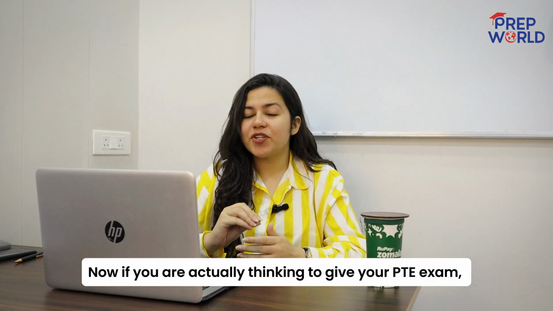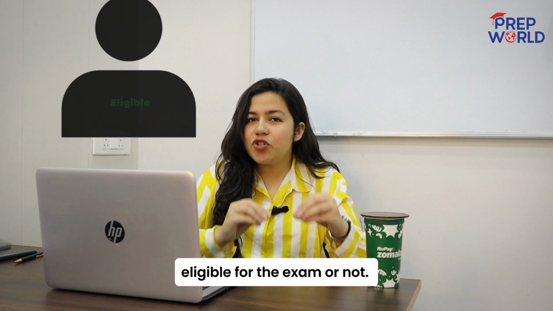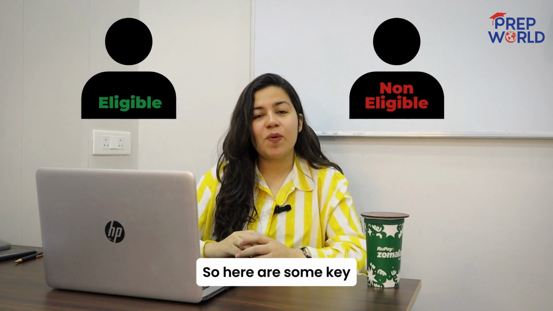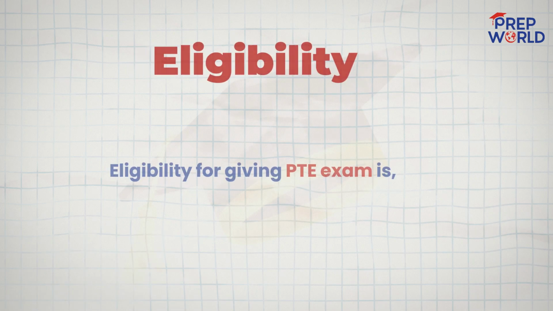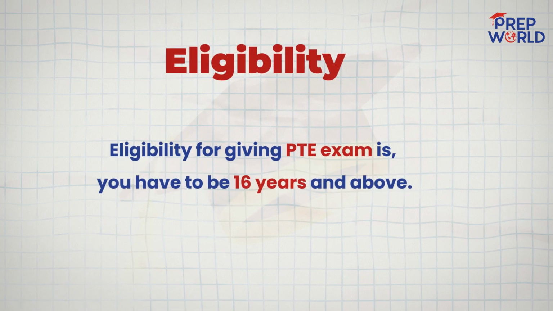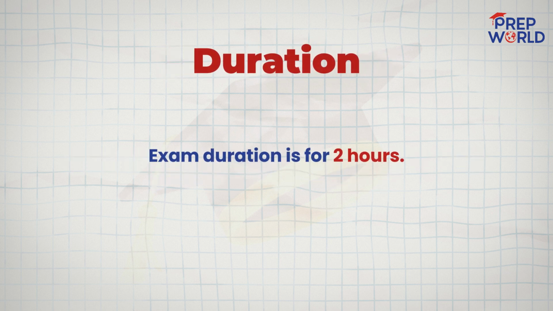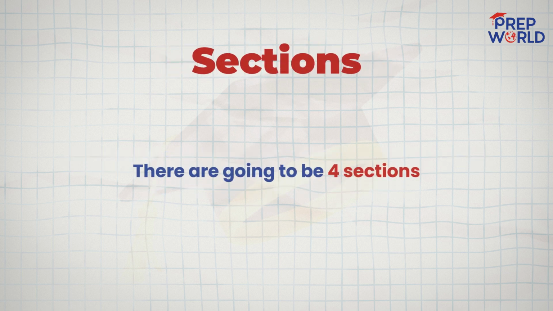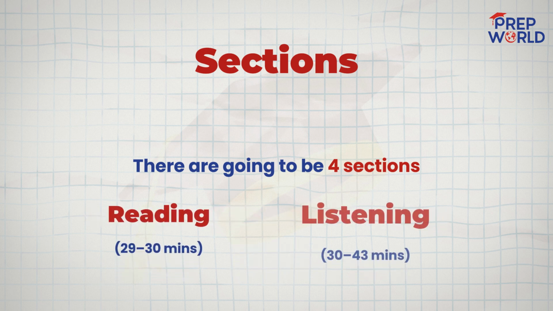Now, if you are thinking of giving your PTE exam, you must know whether you are eligible for the exam or not. So, here is some key information that you need to keep in mind. The eligibility for giving the PTE exam is that you have to be 16 years and above. The exam is available throughout the year. Exam duration is 2 hours. There are going to be 4 sections in which speaking and writing will be combined. Reading and listening will be taken separately.